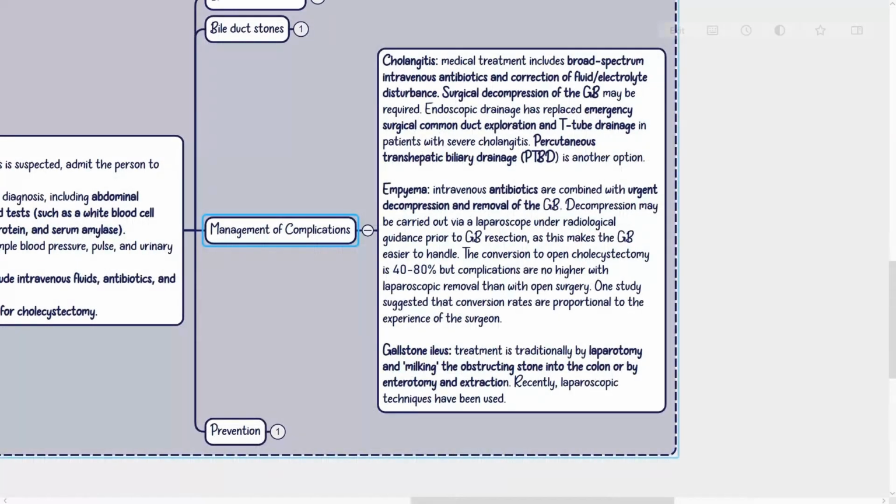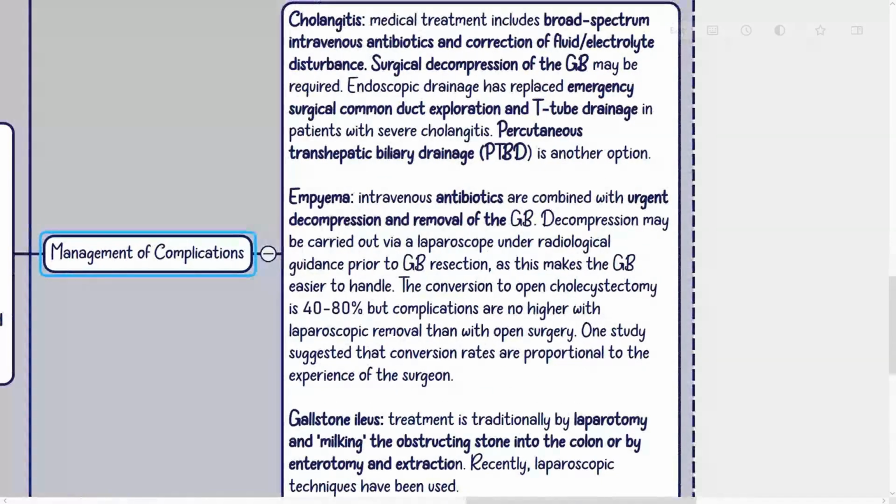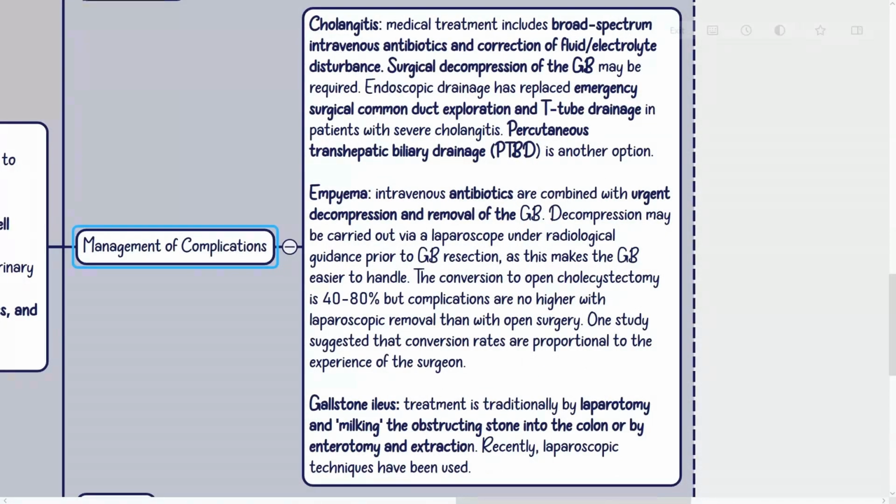Management of complications. Cholangitis. Medical treatment includes broad-spectrum intravenous antibiotics and correction of fluid electrolyte disturbance. Surgical decompression of the GB may be required. Endoscopic drainage has replaced emergency surgical common duct exploration and T-tube drainage in patients with severe cholangitis. Percutaneous transhepatic biliary drainage (PTBD) is another option.